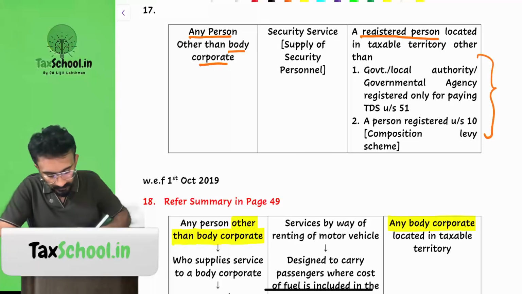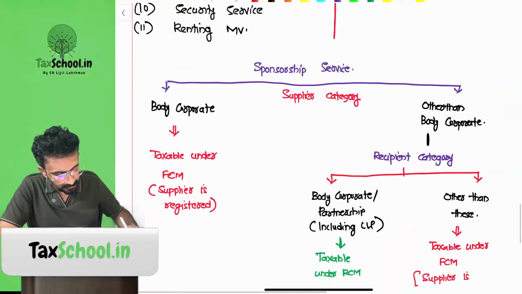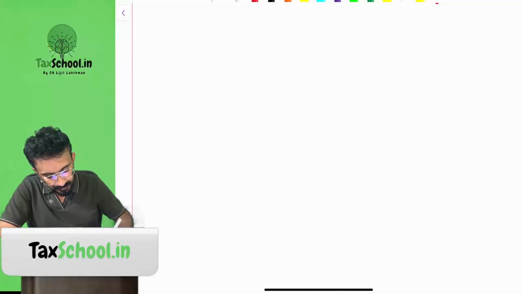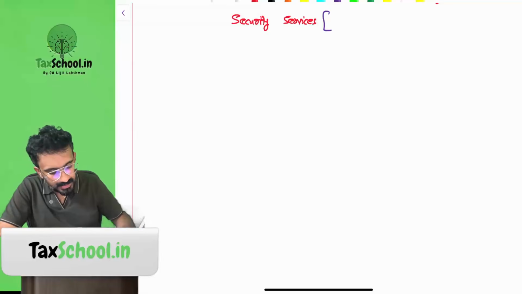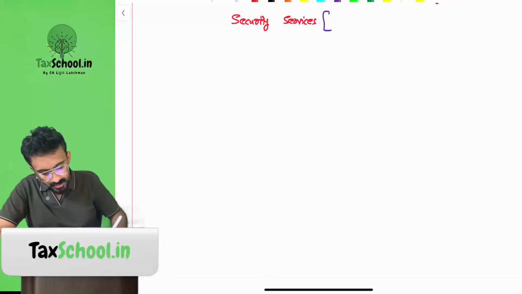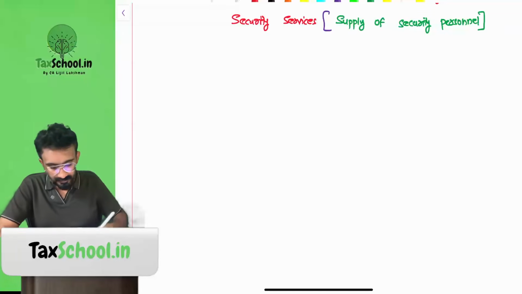Now let me write this down for you. A summary chart. Security services. What is security services? Supply of security personnel.